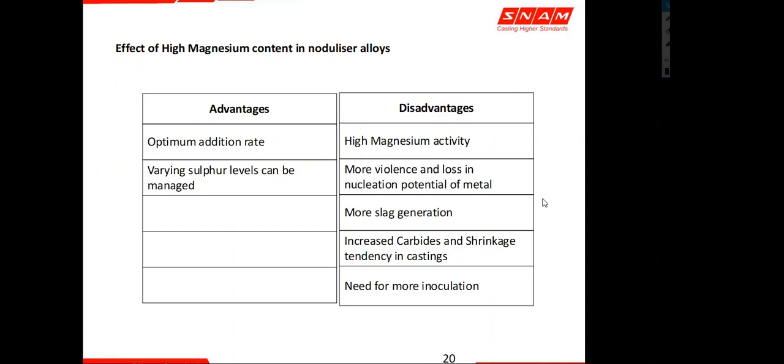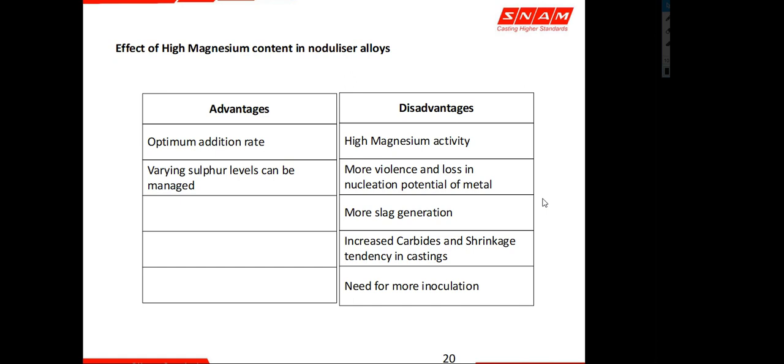Even though you add a lesser addition by weight, instead of adding 10 kg, you start adding 8 kg of high magnesium alloy. Still, it is an alloy with high magnesium. So the treatment violence will be more than the low magnesium alloy. So when your treatment violence is more, you start losing your potential of the metal.